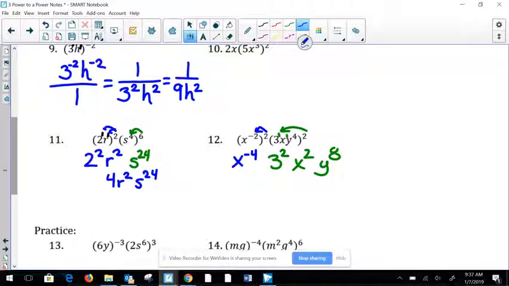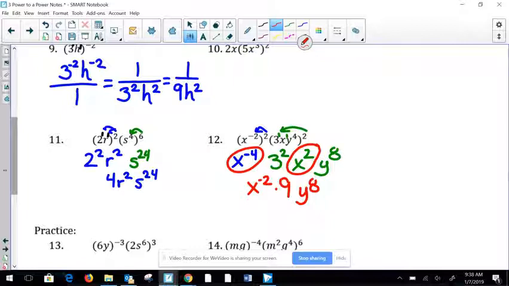So now I'm going to go to my rule of multiplying. When I multiply numbers with like bases, or exponents with like bases, I'm going to add the exponents. So these 2 that I circled, they're both a base of x. So I need to add those exponents. So I get x to the, what's negative 4 plus 2? Good, negative 2. I still have 3 squared, which is 9. And I still have y to the 8th. I'm almost done. Now I have a negative exponent.